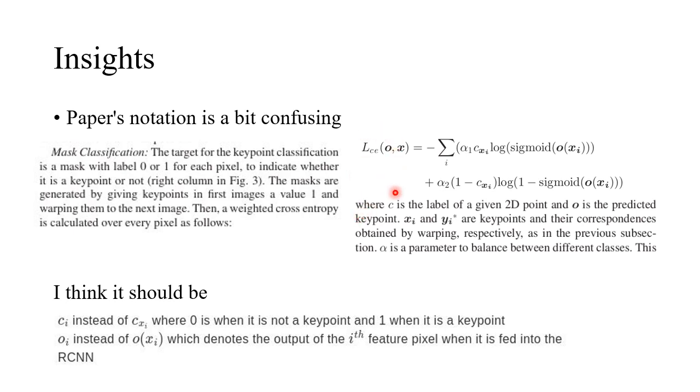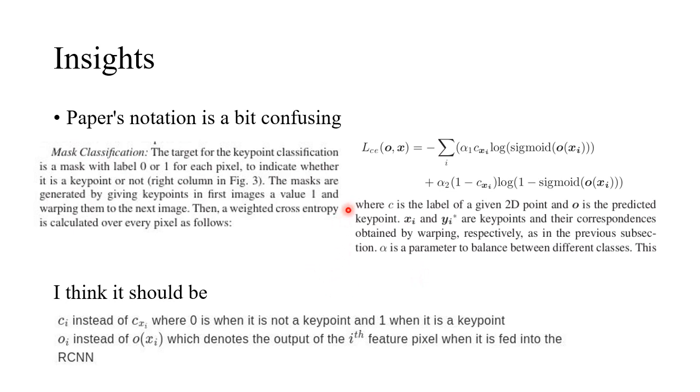this formula has this description where first, C is the label of a given 2D point, which I presume is the ground truth, and O is the predicted key point. So this is our prediction, and then x_i and y_i are key points and their correspondence obtained by warping. y_i is in the previous section, so we won't discuss y_i, but let's just look at x_i for now. And alpha is a parameter to balance between different classes.